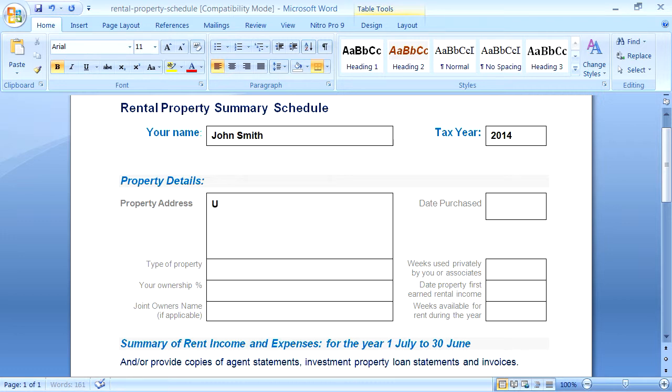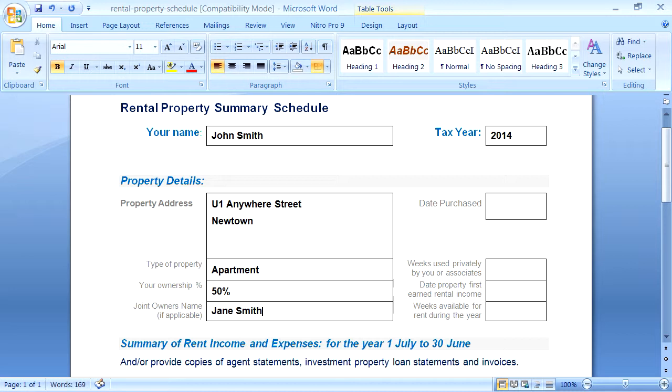the address of the property, U1 NUS Street, Newtown. The type of property is an apartment. Share of ownership is 50%. And you share the apartment with Jane Smith.